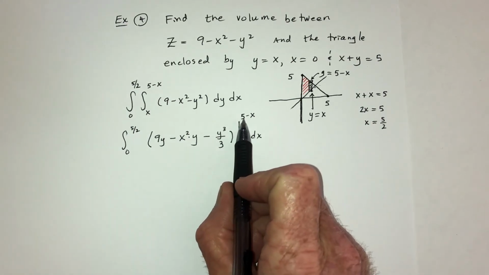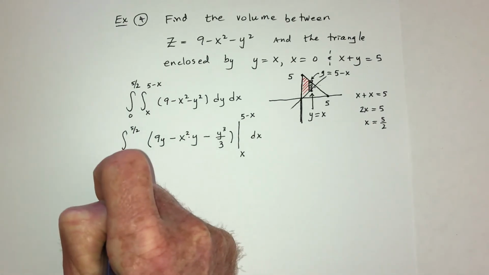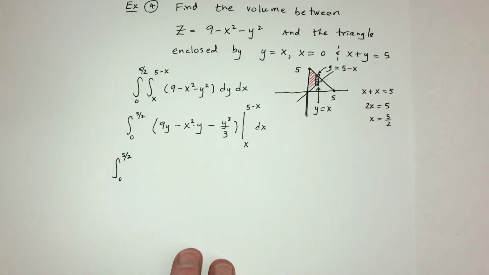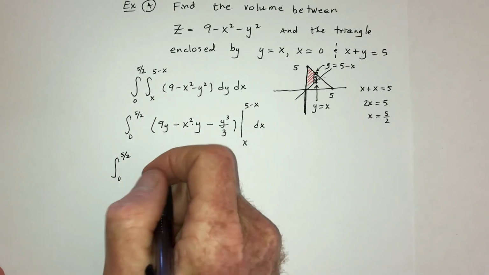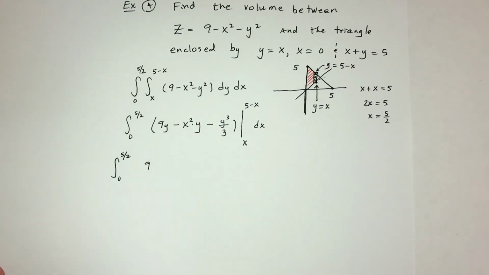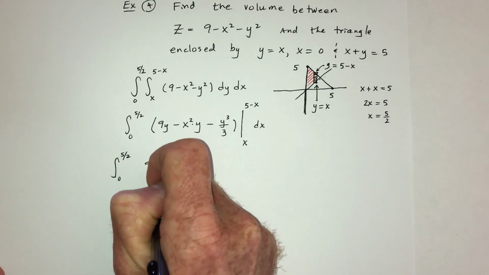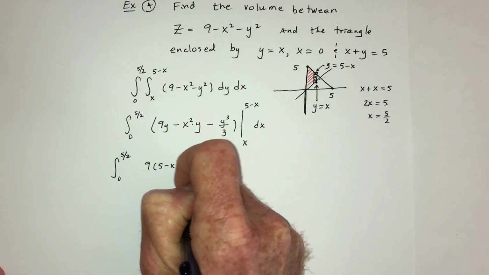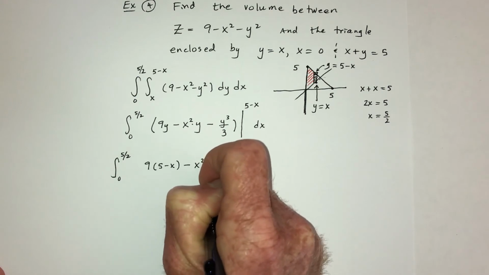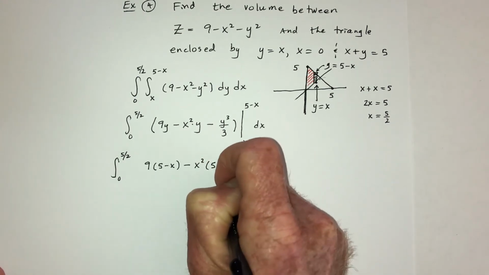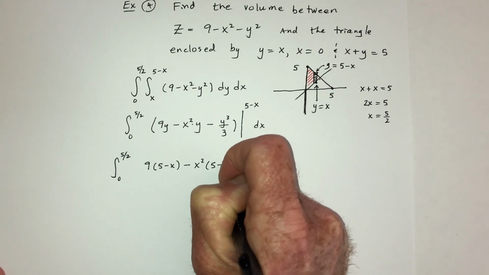Next, substitute 5 minus x. So there's 9 times 5 minus x. There's minus x squared times 5 minus x.